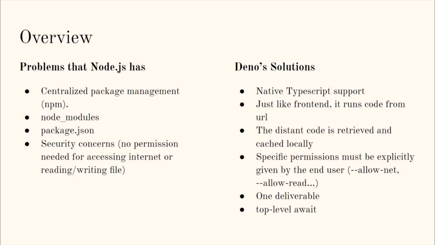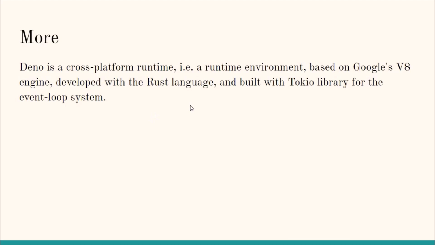Then the last but not least is top level await. Generally on Node.js, if you wanna await a promise, first of all you need to wrap it inside an async function. But Deno by default allows you to await a promise without having to wrap it in an async function. So, which is also, I find it very interesting.